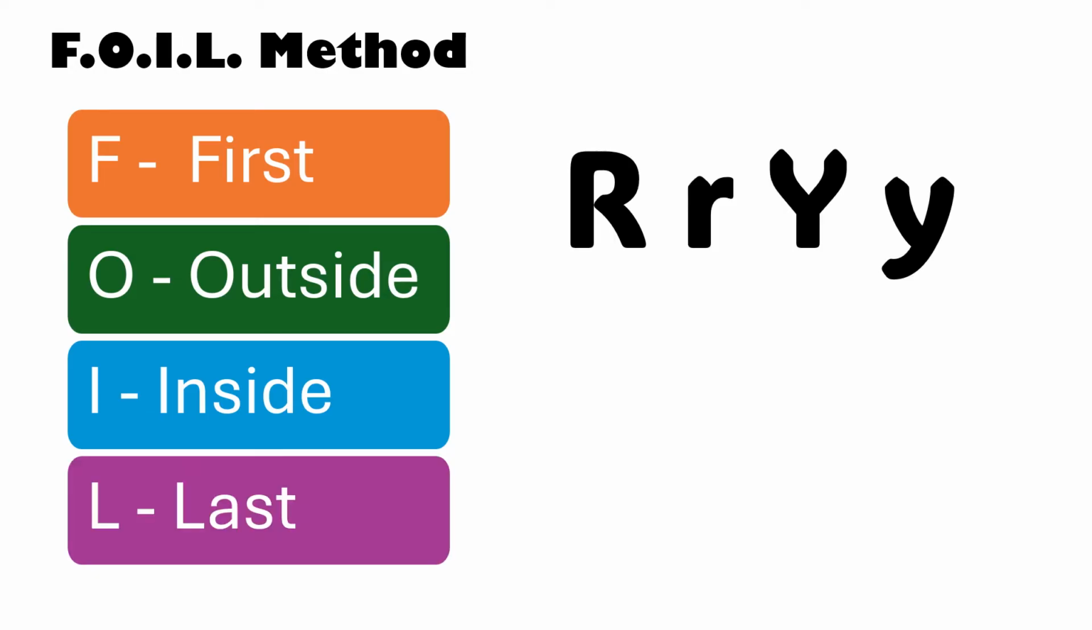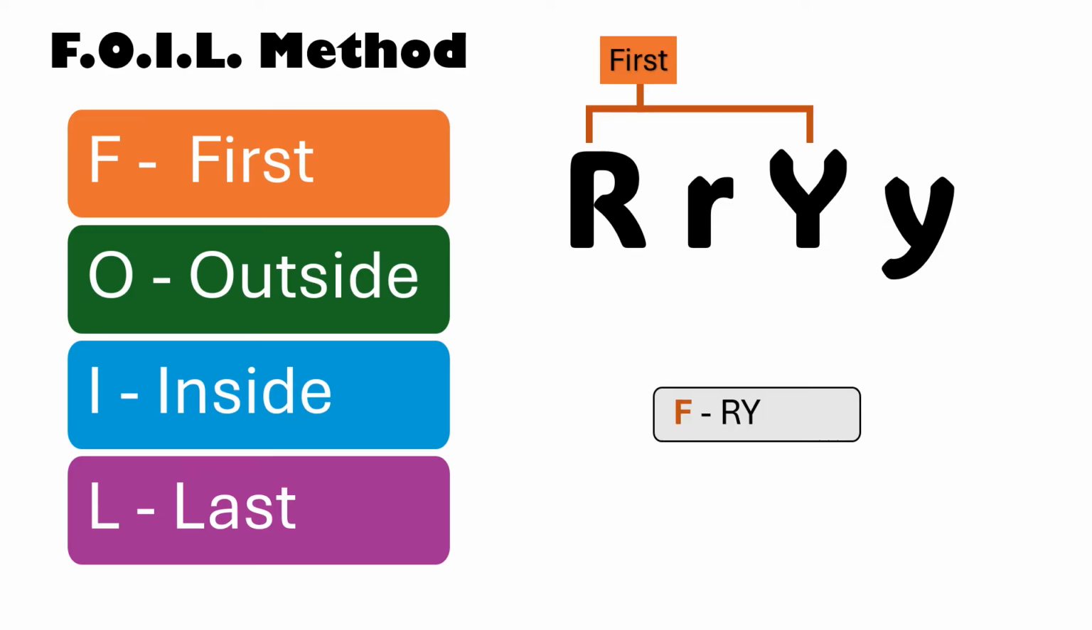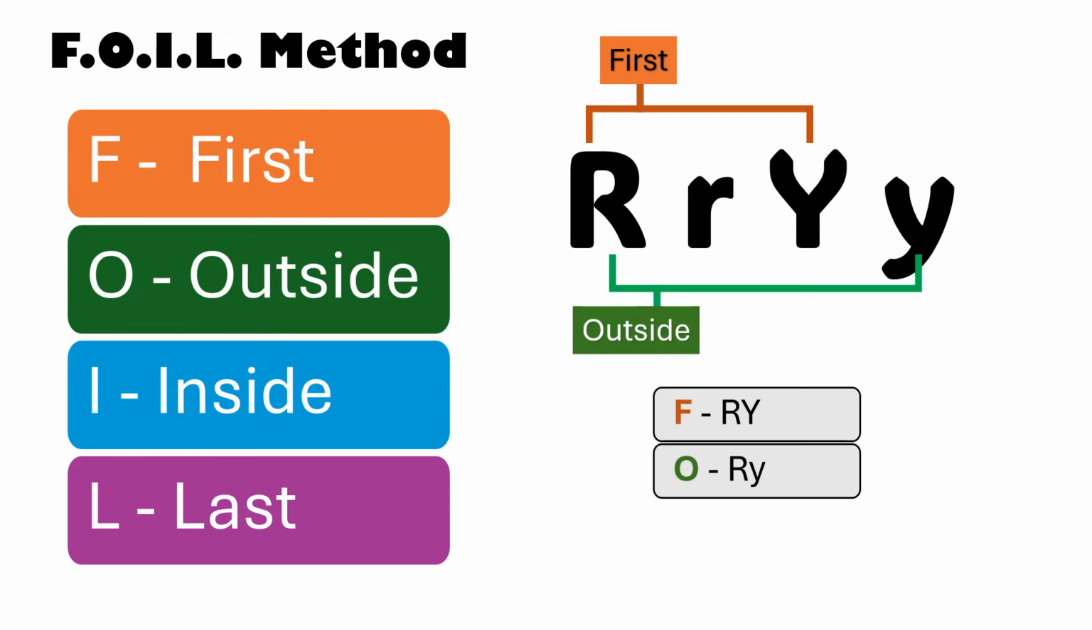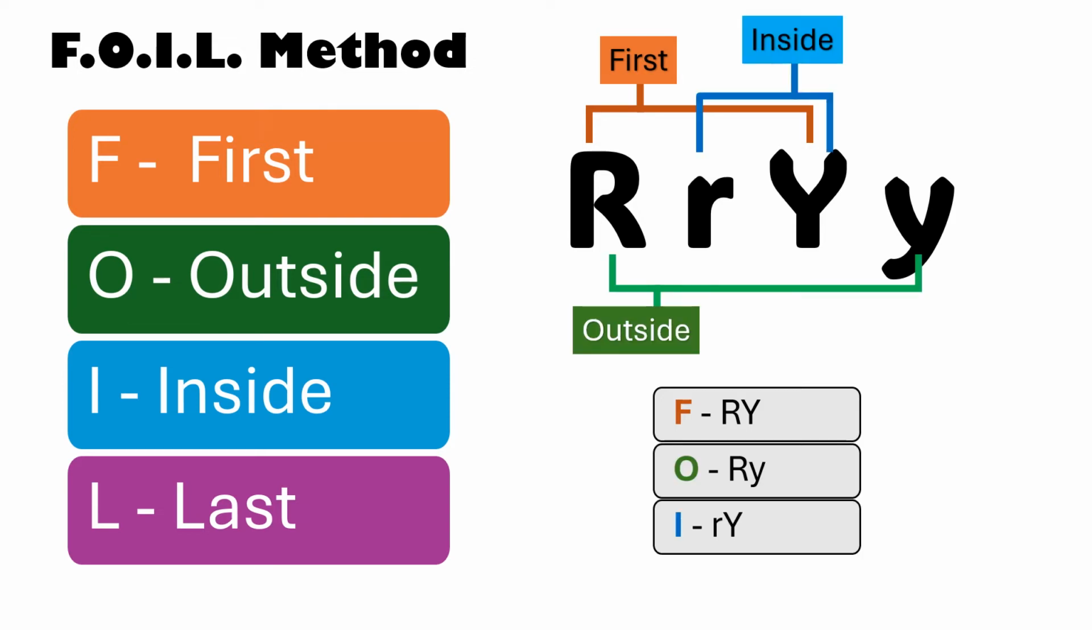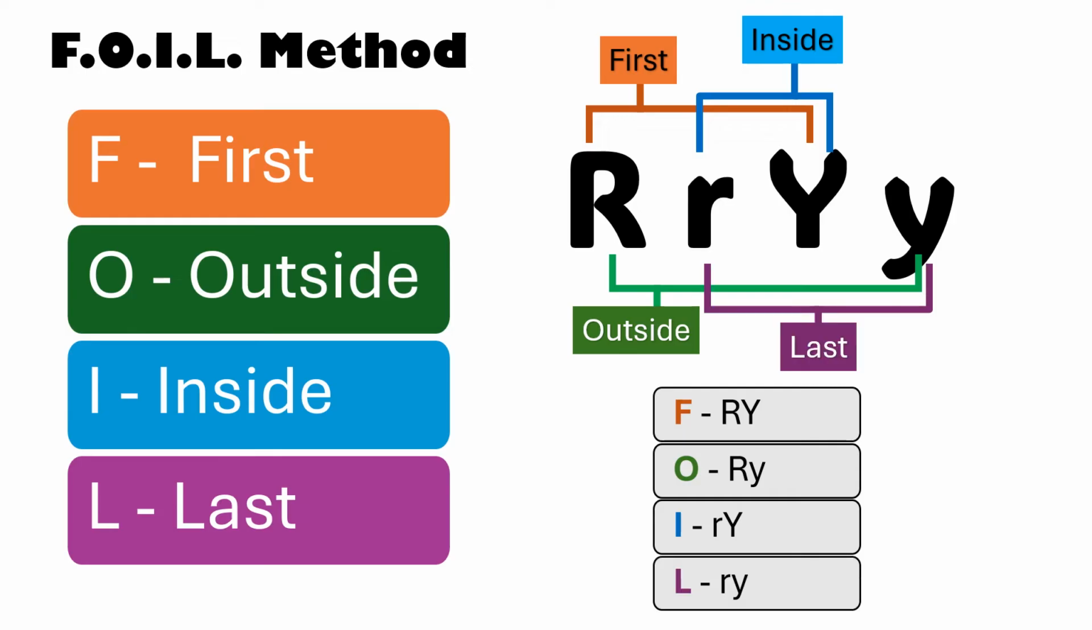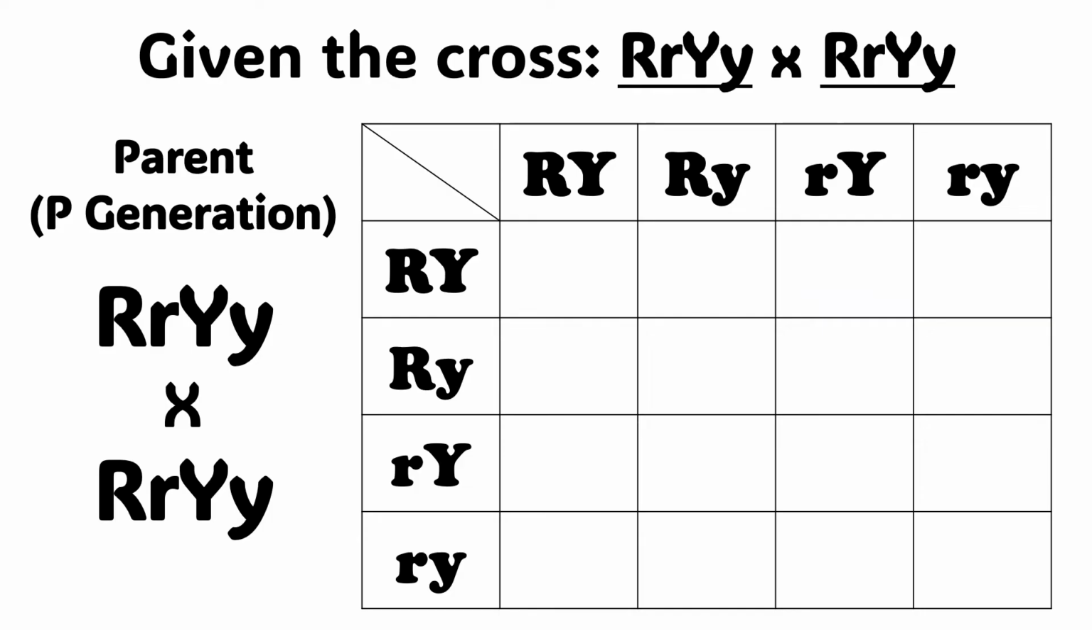So again, we have here the genotype heterozygous round and heterozygous yellow. So we have the first, the outside, the inside, and the last. So these are the combinations of genotypes that we have to put in the crosses. Use this example. So given the cross heterozygous round and heterozygous yellow crossed with another heterozygous round and heterozygous yellow.